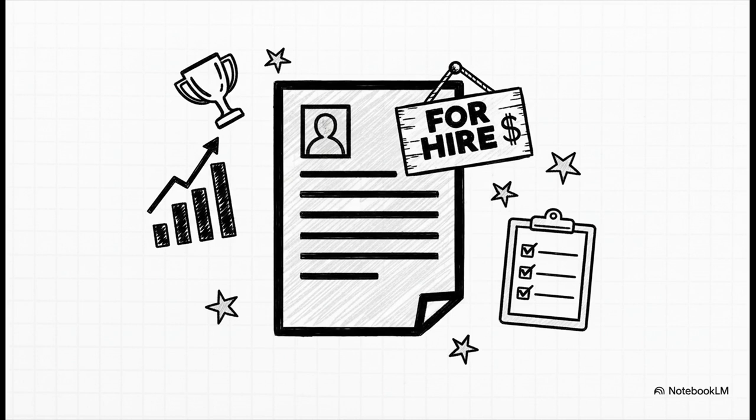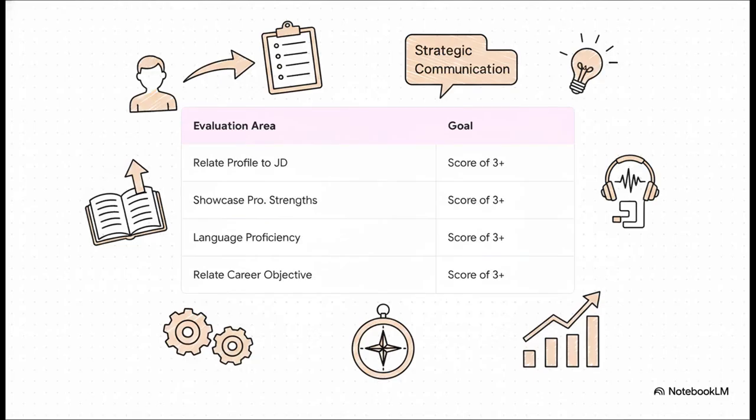The CV evaluation rubric gives you a really structured way to answer a simple question. Can they actually sell themselves effectively on paper? And as you can see in this rubric from Annexure 13, a student needs to hit a score of 3 or higher in these key areas to really be considered job-ready. We're looking beyond just grammar here. We're asking, can they strategically connect their profile to a specific job description? That's the real skill we're trying to build.